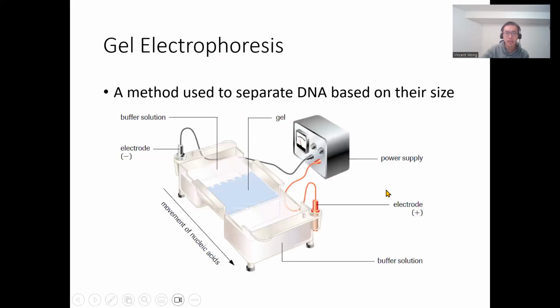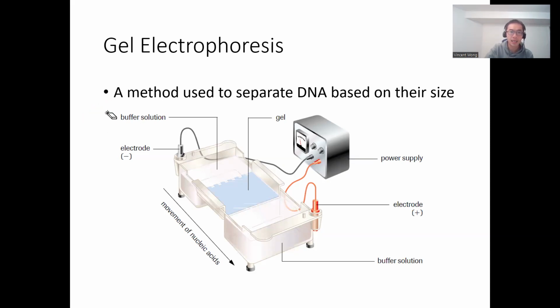But first, I want to introduce you to this technique called gel electrophoresis. Okay, gel electrophoresis. The purpose of gel electrophoresis is to separate DNA based on their size. So I'm gonna keep things simple for you. All right, we're gonna have this chamber, and you're gonna fill it up with a buffer solution. The buffer just helps conduct electricity.